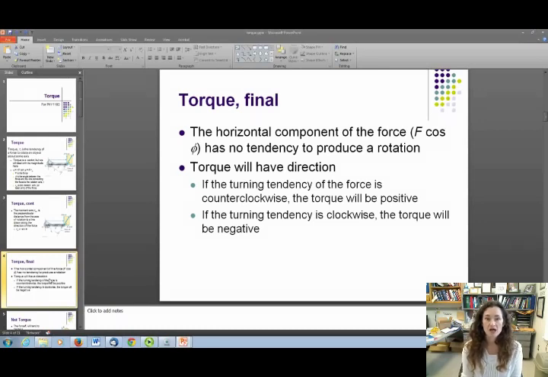Okay. Now, torque will have a direction. If the turning tendency of the force is counterclockwise, we're going to go with that as a positive torque. And if the force causes a clockwise rotation, then we're going to call that a negative torque. Okay, now like I said, the torque is a vector which is going to point along the axis of rotation. But for the purposes of our discussion here, let's just remember that counterclockwise rotations we've defined as positive, and so that's a positive torque, and clockwise rotations we've defined to be negative, and so that's a negative torque.